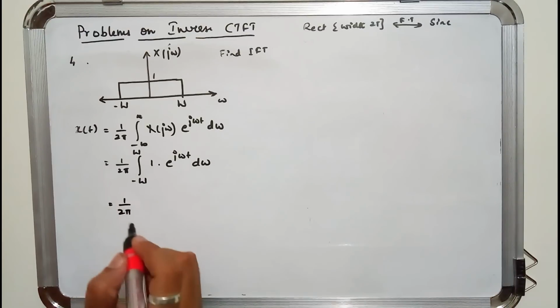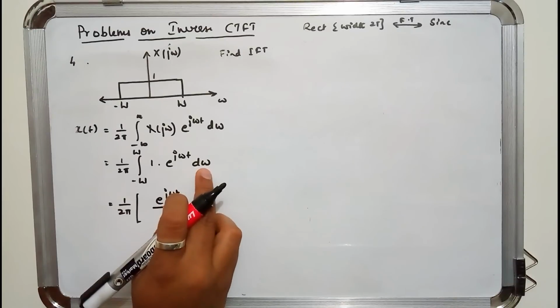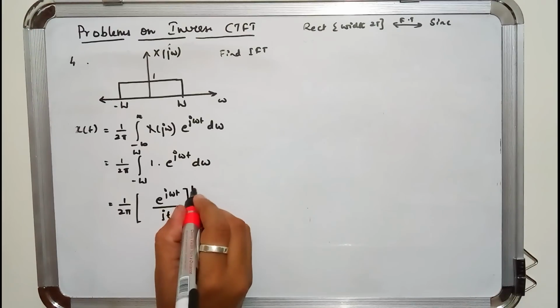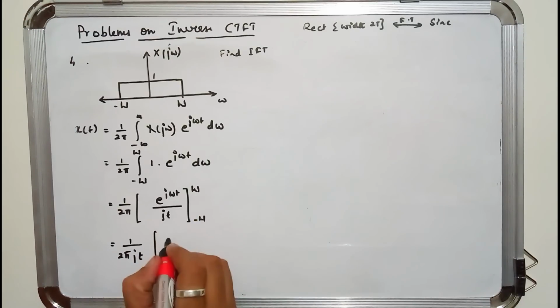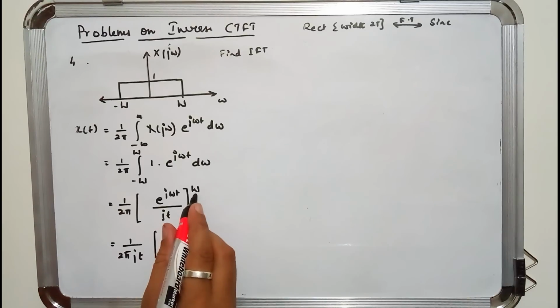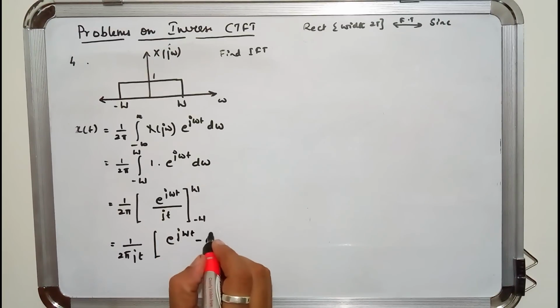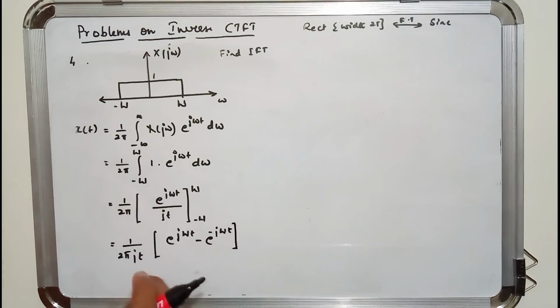So if I integrate this, it will be e power j omega t divided by jt, since I'm integrating with respect to omega and jt is a constant, from minus w to w. So I'll be getting 1 by 2 pi into, if I substitute the upper limit, I need to substitute it for omega because the integration was with respect to omega, e power j w t minus e power minus j w t, and this is divided by jt. Because the upper limit is w, e power j w t minus e power minus j w t, and this is 1 by 2 pi j t.